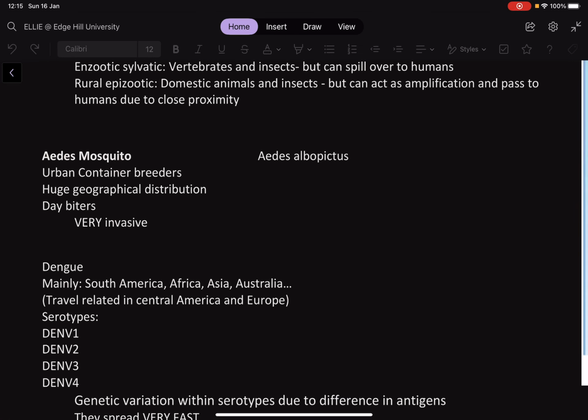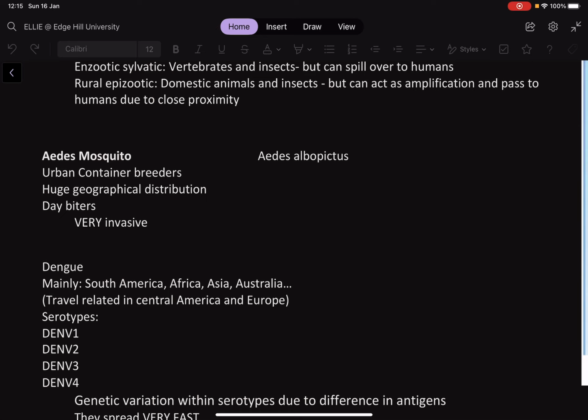So mosquitoes, as I've said, there are numerous species. I think it was 3,500 different species of mosquitoes there are. We've already talked about the Anopheles mosquito, which transmits malaria. The Aedes mosquito transmits arboviruses. So Aedes mosquitoes, they're also called, I think it's the yellow fever or the yellow tiger mosquito, and they're very invasive and with a very large geographical distribution across the world.